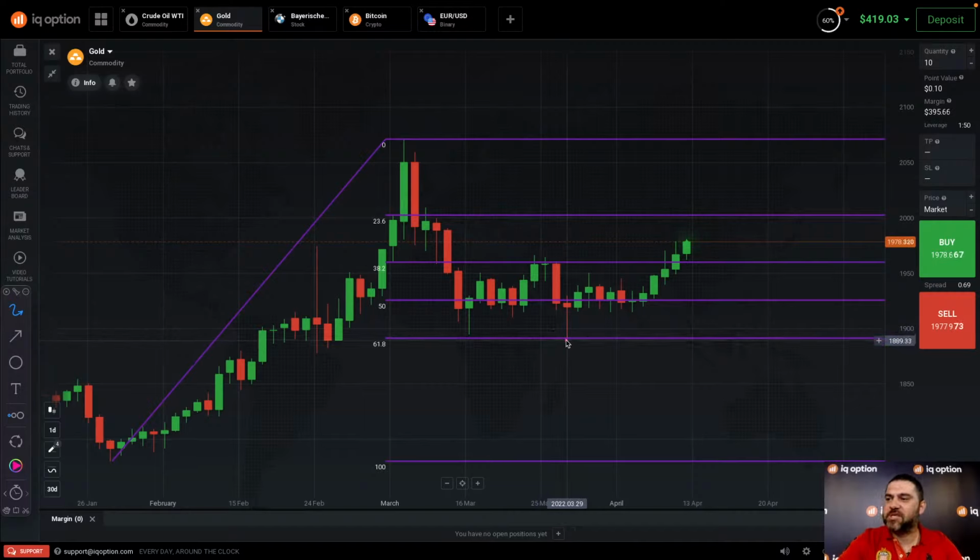This would be a prime example of making a good trade. If you see the market has resisted, you see it's dropping, sticking around there, this would be a good position to buy the trade and leave it open until there. Have your take profit on the 61.8, just at that level, 1,890, and it would have been a lovely profit.